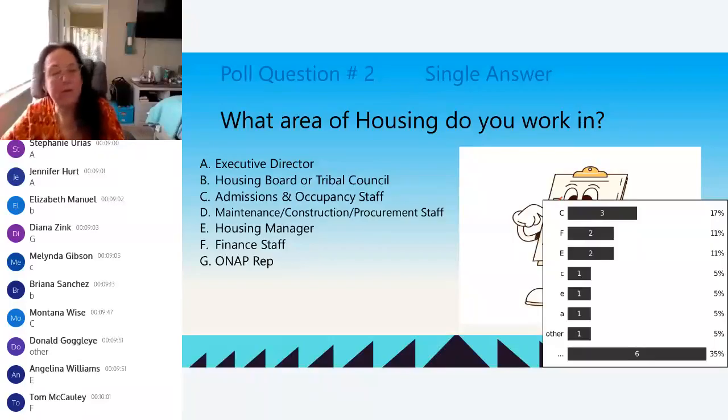We've only got one executive director. I'm not seeing any Bs, no housing board or tribal council. We have 4 in admissions and occupancy. Good job, guys. D, nobody there. E, housing managers. We got 3 of them. Good for you. Finance, we have 2.